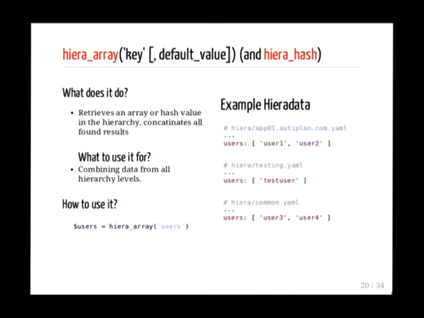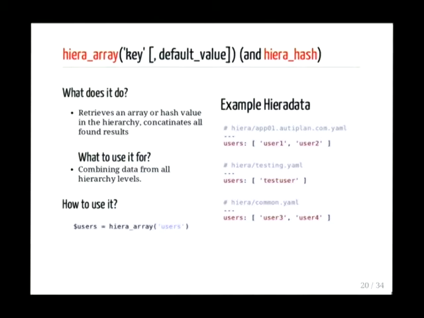Okay, so we also have a hiera_array, which returns an array. Only this does something specific. It doesn't stop at the first hit. It will go through all of the hierarchy levels and concatenate all the results. So in the case of when we're still at the app01 in the testing environment, this call will return an array of 5 values. So the 2 from these, 1 from this one, and the 2 from these. So these 5 values will be concatenated.